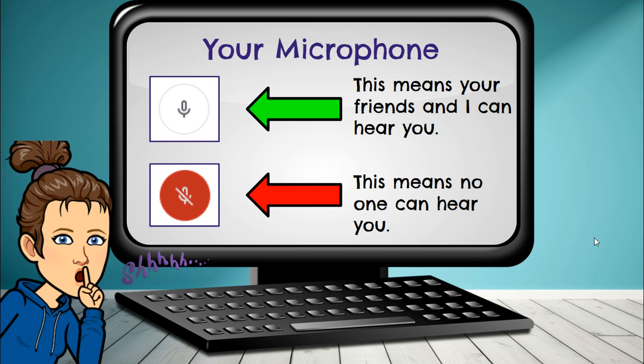The biggest thing is your microphone. When your microphone looks like this, it means your friends and I can hear you and any background noise that might be in the room with you. When your microphone looks like this and is turned red, this means no one can hear you or the background noise that might be with you. It is best for everybody to stay on mute so we cannot hear any extra background noise and we can only hear the people that are talking. When it's your turn to talk or when you have a question to add, then you can turn your microphone on and allow us to hear what you are going to say.